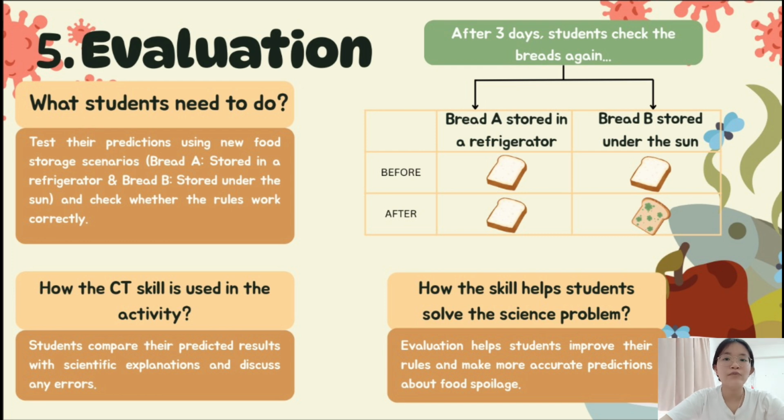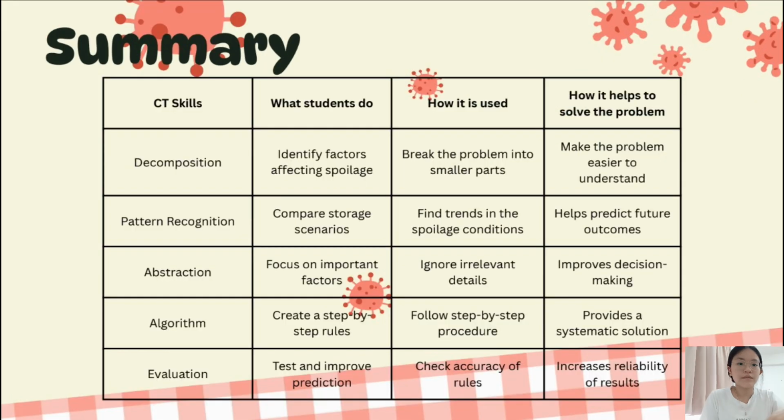For example, bread A stored in a refrigerator and bread B stored under the sun, and tell whether the rules work correctly. Students compare their predicted result with scientific explanation and discuss any error. This helps students improve their rules and make more accurate predictions about food storage.